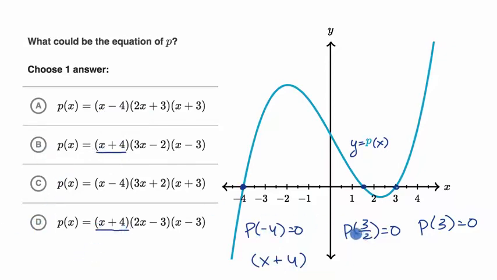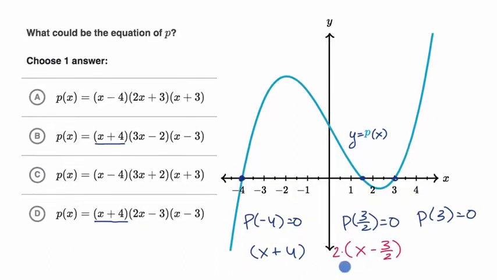Now, for this second root, we have p of 3/2 is equal to 0. So I would look for something like x minus 3/2 in our product. I don't see an x minus 3/2 here. But as we've mentioned in other videos, you can also multiply these times constants. So to get rid of this fraction here, if I multiply by 2, this would be the same thing as 2x minus 3. And you could test that out. 2x minus 3 is equal to 0 when x is equal to 3/2.